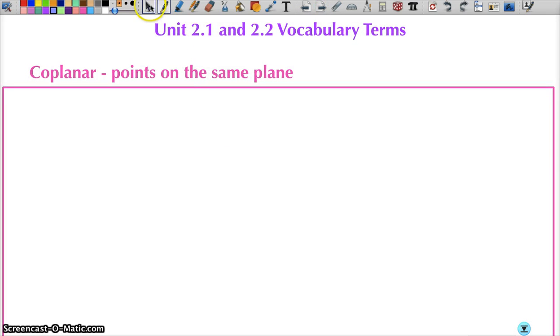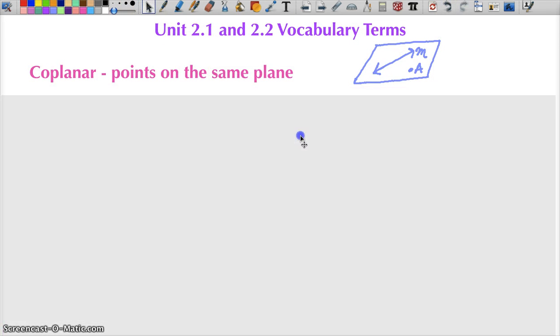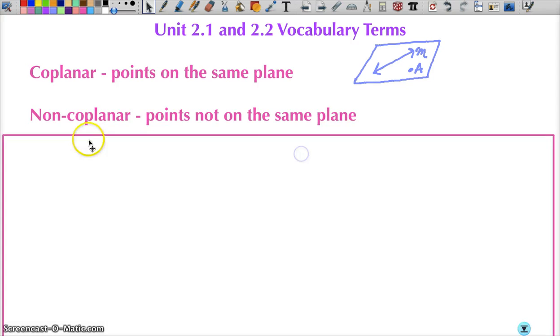All right, coplanar: co, together, plane, on the same plane. So again, if I draw a plane and I draw a line and I draw a point and call it A, and let's say I call this line M, then those two would be coplanar because they're on the same plane. And of course, just like having collinear and non-collinear, we have coplanar and non-coplanar. So they would be points that are not on the same plane.